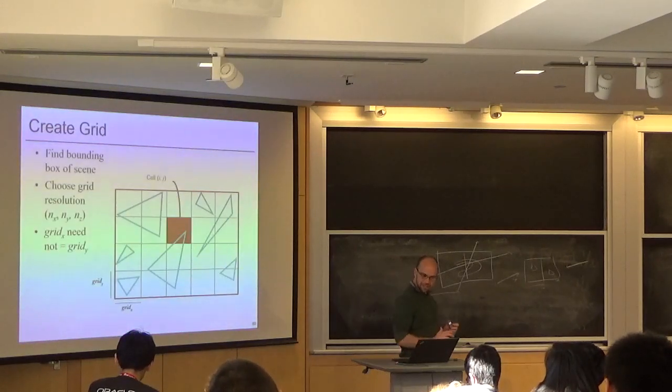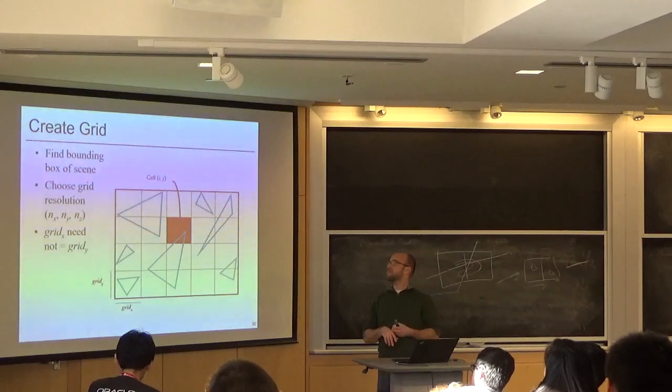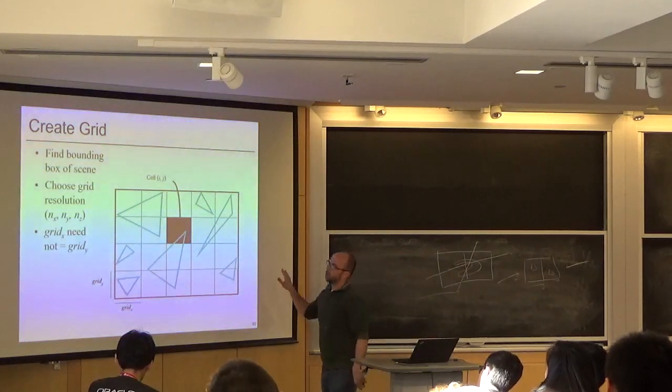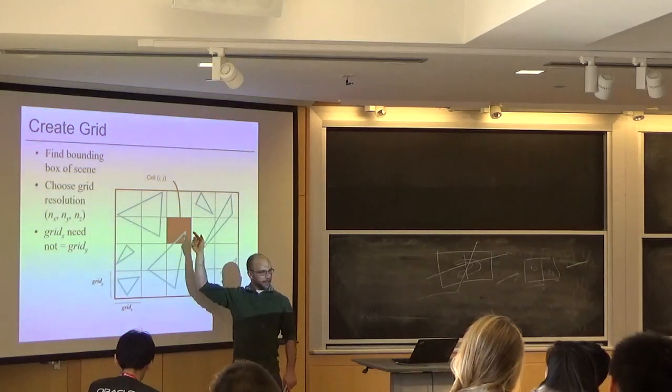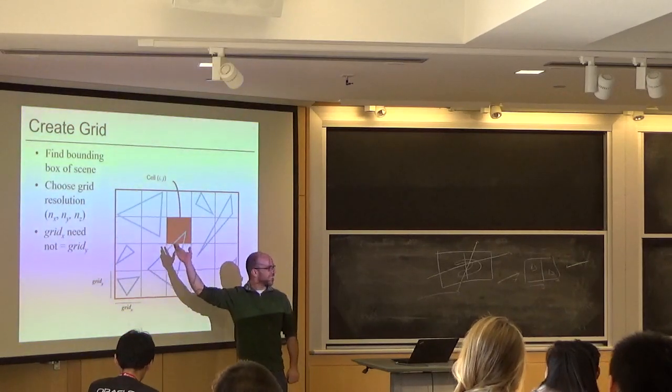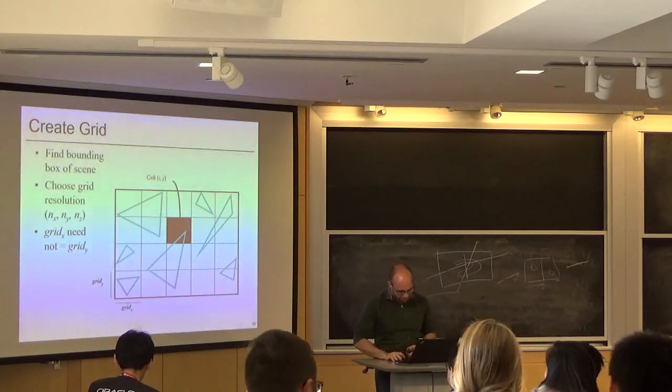So let's go into a little bit more detail. The input to this data structure is extremely simple. You just choose a grid resolution in X, Y, and Z. By the way, I've drawn squares here, but they didn't have to be squares, they could be rectangles. That's fine. And now I insert primitives into the grid.